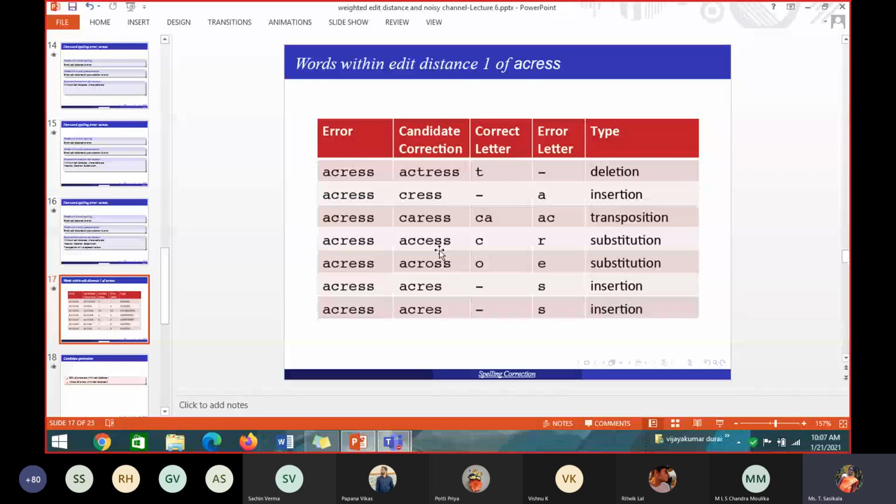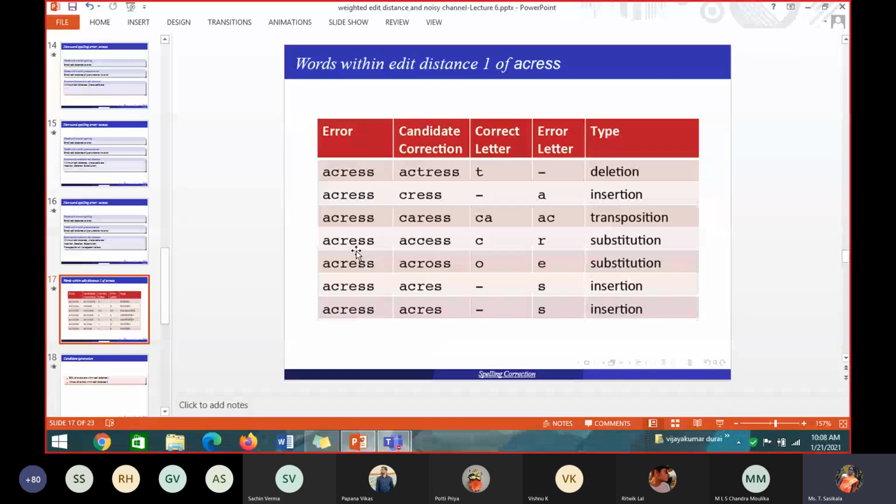My input correct word is access, but when I am typing on a keyboard, I got acres. So what change did I make? C is replaced by R. That is, the correct word's C is replaced by the error word's R. So what type of edit operation? Substitution. Substitution. Similarly, the next one is also substitution.